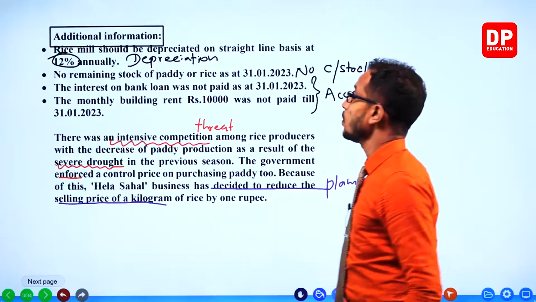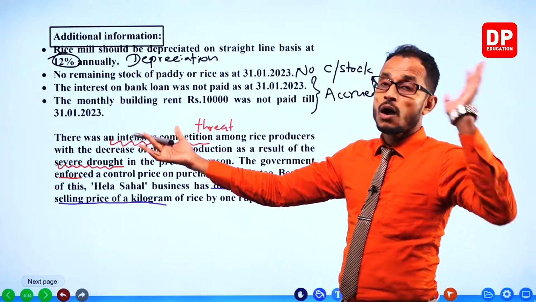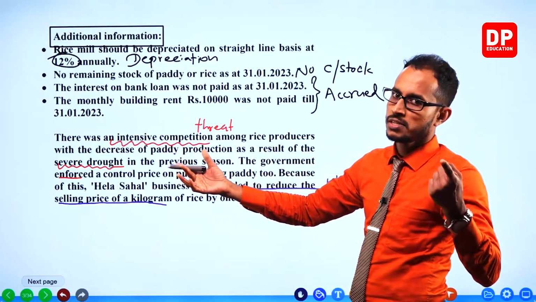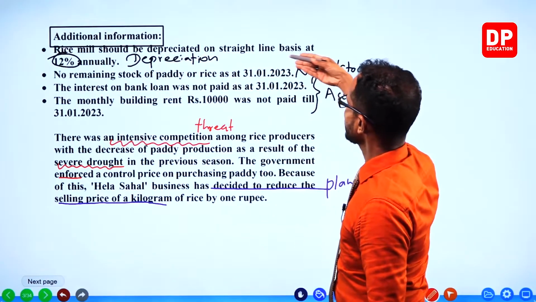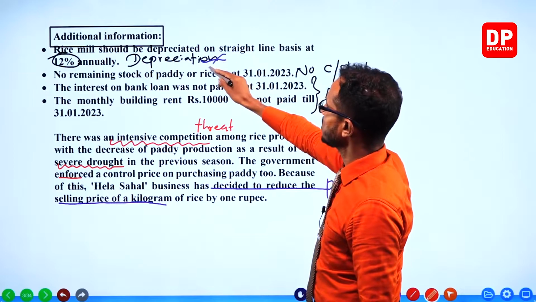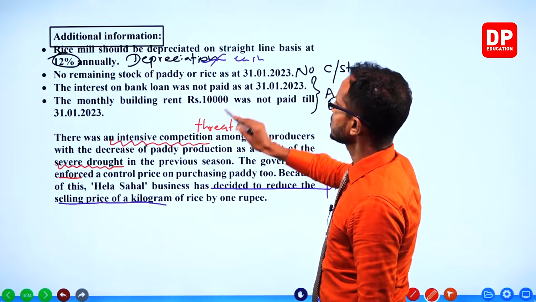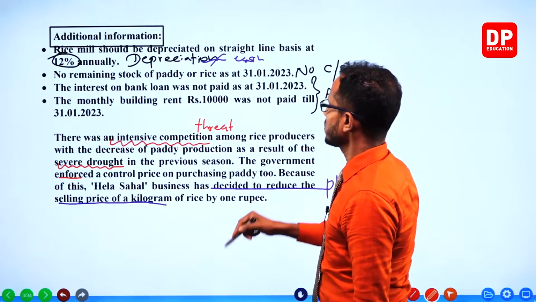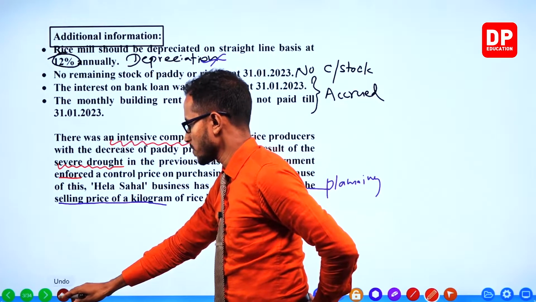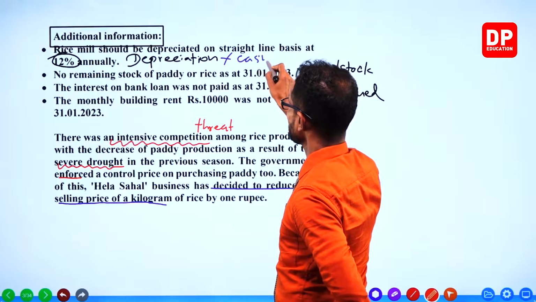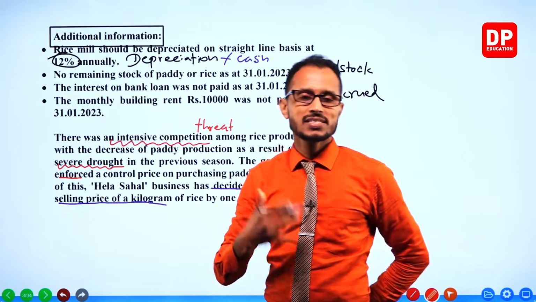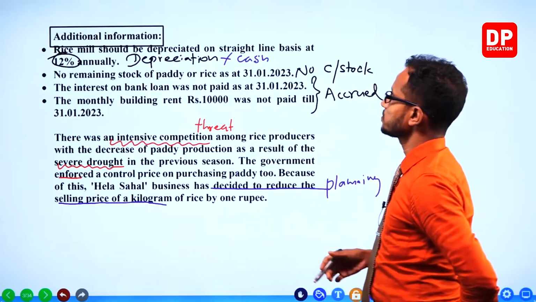No other... Oh, additional information. I almost missed. Rice mill should be depreciated on a straight line basis. Depreciation is not recorded in the cash book, it's not cash. Depreciation is not a cash transaction.